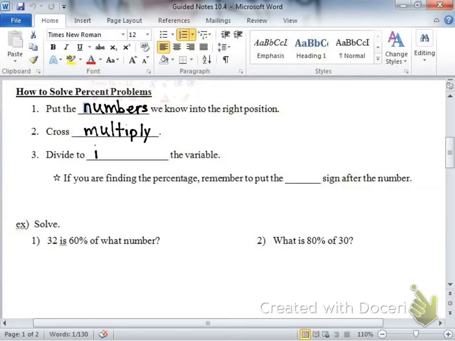And then we're going to divide to isolate. Remember the word isolate? Isolating the variable is the same thing as solving the equation. We're trying to get the x, or the p, or the w, or the z, or whatever, all by itself. Once the variable is by itself, you're done. If you are finding the percent, remember to use this percent symbol, okay? If you're just finding a number, you don't need a label, but if you're finding the percent, put this guy on the end so we know what you're talking about.